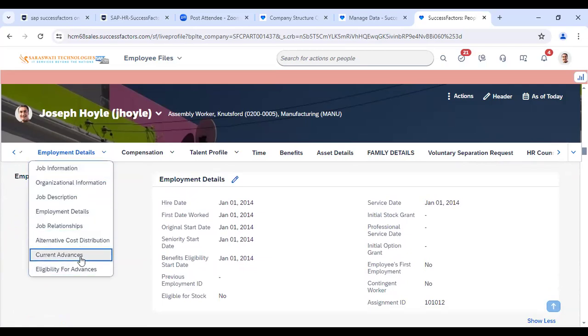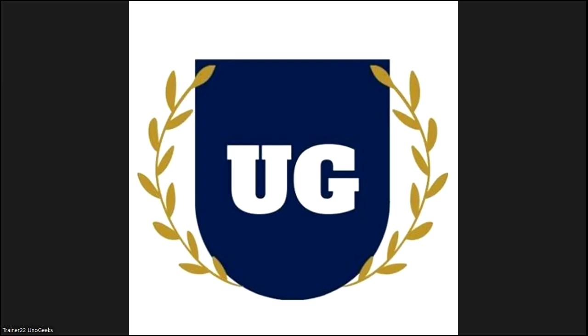These are very important portlets for any employee or any legal entity which we make as per the requirement. So this is from my side for today's session. Please let me know if you have any questions from your side. I have 10 minutes. Otherwise we can wrap up this call.